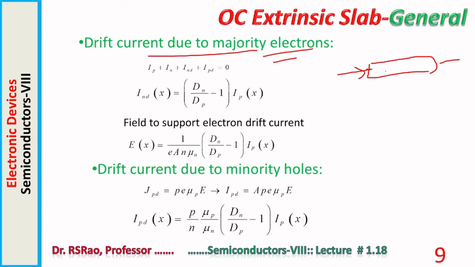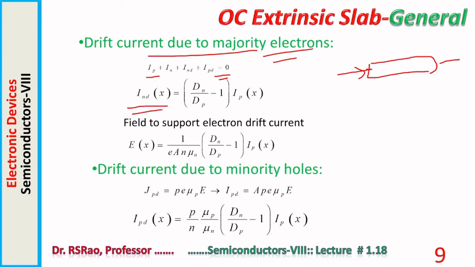Inside, the total current has 4 components. The sum of these 4 components is the terminal current. Therefore, Ip plus In plus Ind plus Ipd is 0. Ip means diffusion hole current. In means diffusion electron current. Ind means drift electron current. Ipd is drift hole current.